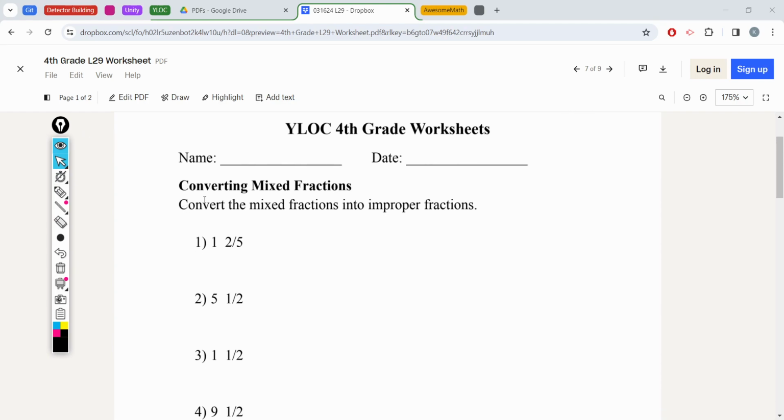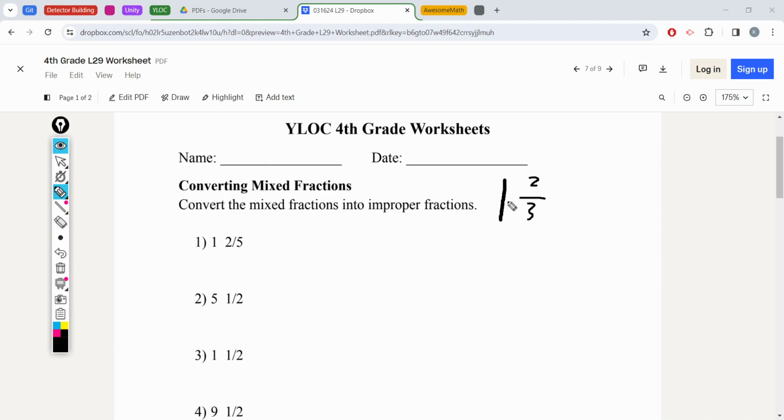For our first section, we're converting mixed fractions into improper fractions. A mixed fraction looks like there's some number, like let's say 1, and then we have some fraction off to the side. So 1 and 2/3, let's say, as an example. An improper fraction is just any fraction that has its numerator greater than its denominator.